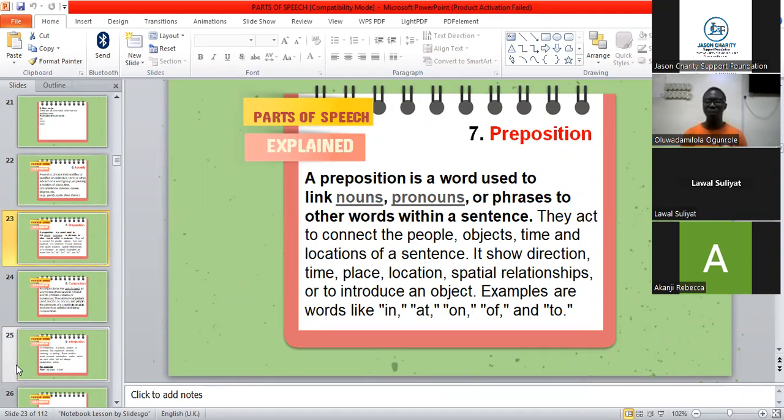There are several prepositions that we have, and as a matter of fact, we may not finish counting all of them. And there are some of them that, while we are using them, have been categorized into different other parts, such that we can use them.